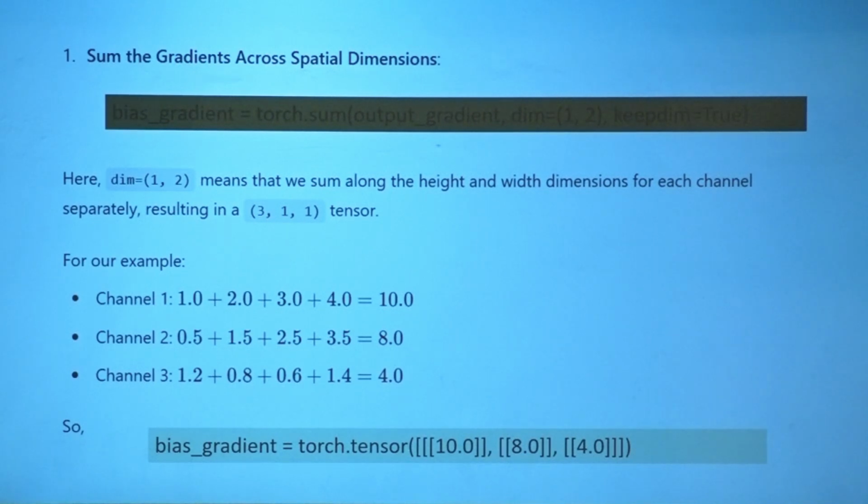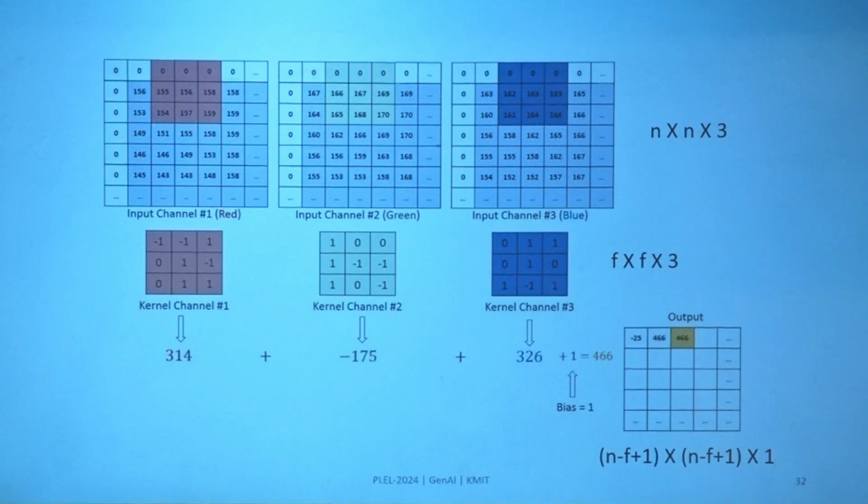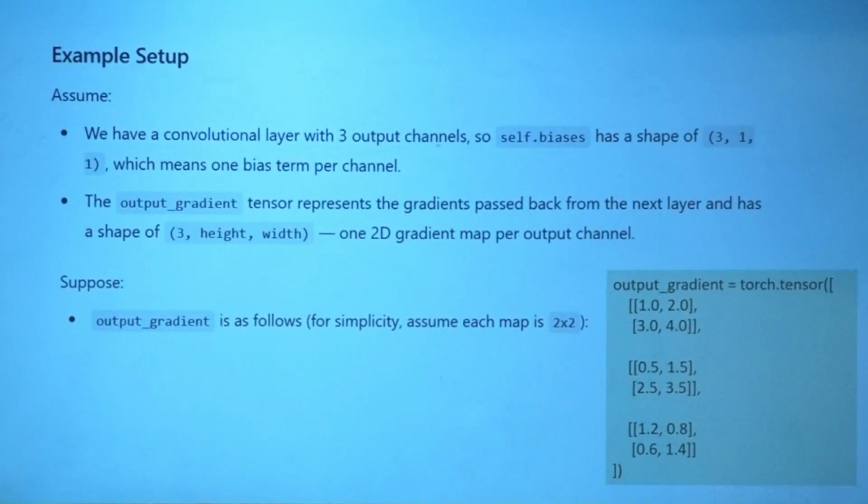But I provided all the stuff required to you. What you are supposed to do to calculate the bias gradient is to sum all the gradients across the spatial dimensions. This is the example which I gave you. This is the output gradient, of the shape 3 by height by width. Assume this height by width is 2 by 2. In this case, I took it as a 3 by 2 by 2 mapping. This is the dimension which we have taken.